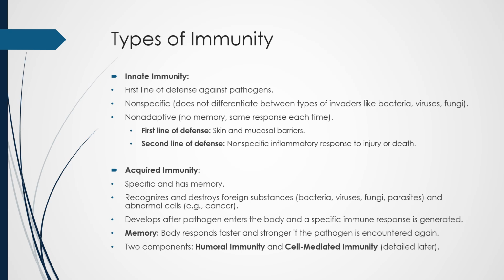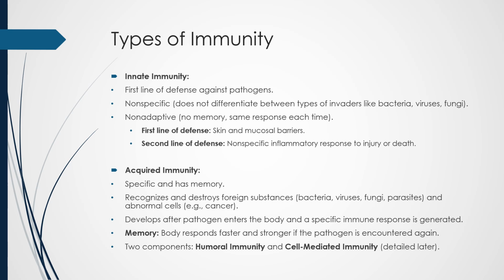Innate immunity is the first line of defense against pathogens. It is nonspecific and does not differentiate between types of invaders like bacteria, viruses, or fungi. It is non-adaptive and has no memory and has the same response each time. Our first line of defenses include our skin and mucosal barriers. And the second line of defense is a nonspecific inflammatory response to injury or death. The same immune response happens every time the pathogen is encountered.